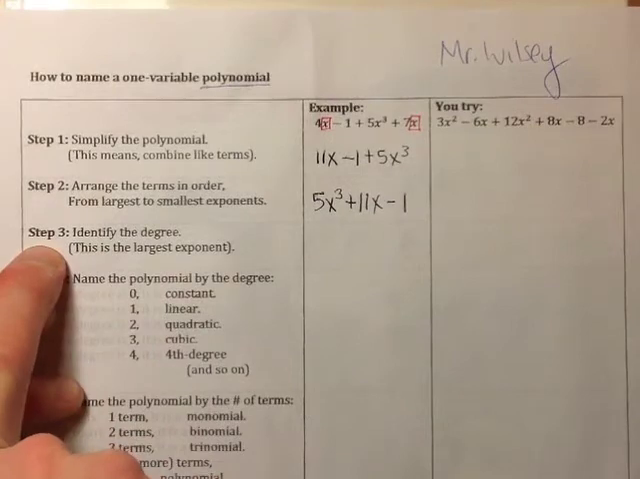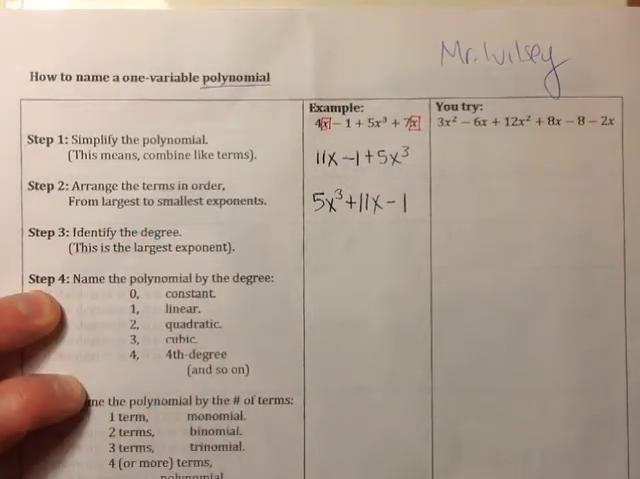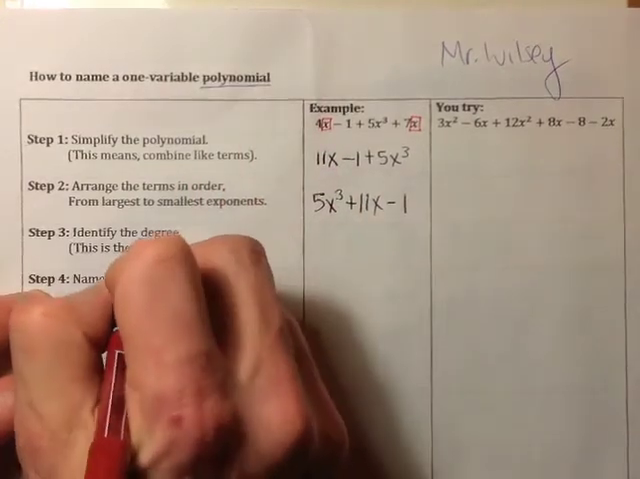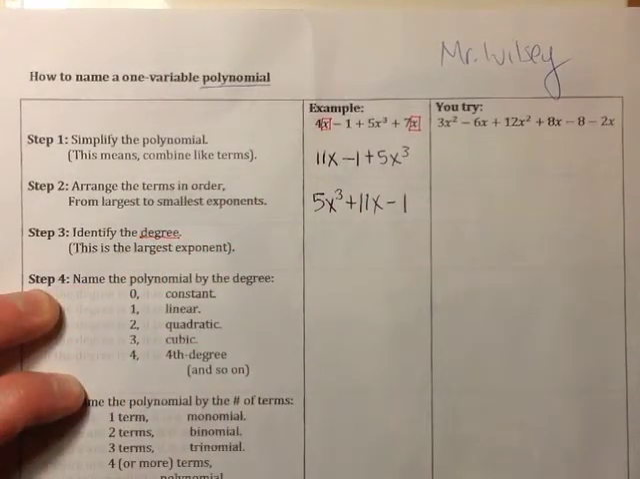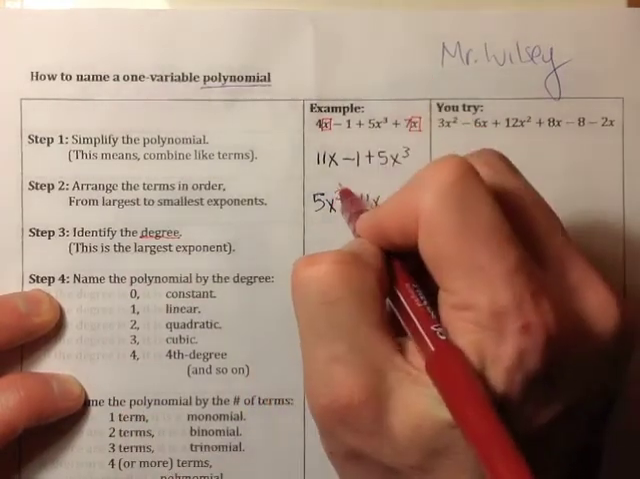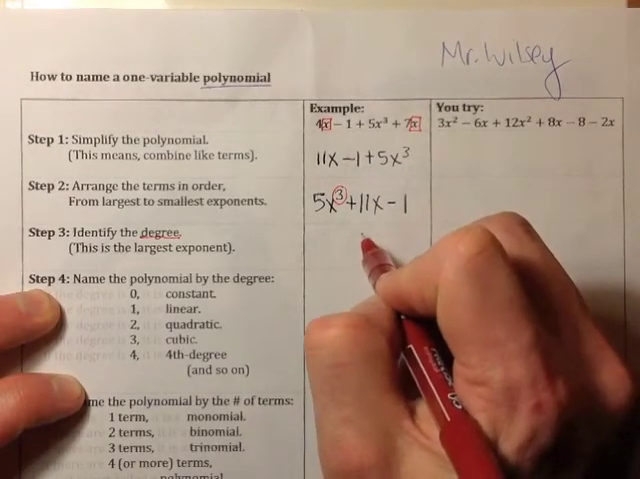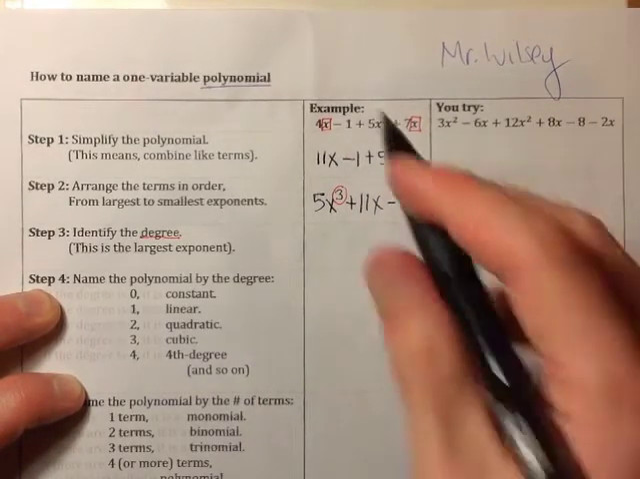Now, let's look at step 3. Identify the degree. Now, the degree of a polynomial is the largest exponent that you see. Right here, 3. 3 is the largest exponent. That means the degree of this polynomial is 3.